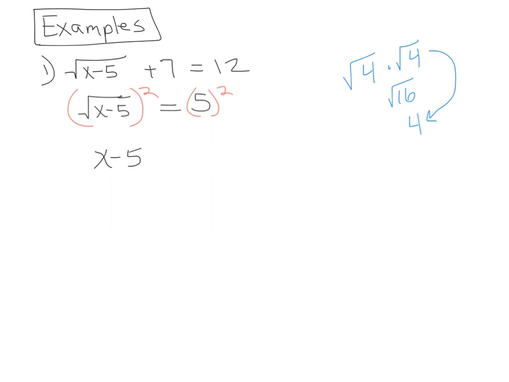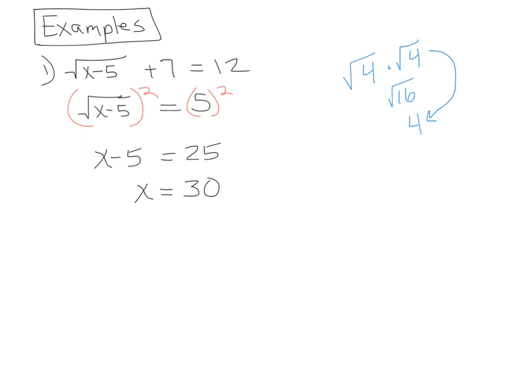Now on the other side you'd have 25, because 5 squared is 25. And then you continue solving. To get x alone, you would add 5 to both sides, right? To get rid of a minus 5, you'd add 5. And you'd get x equals 30.